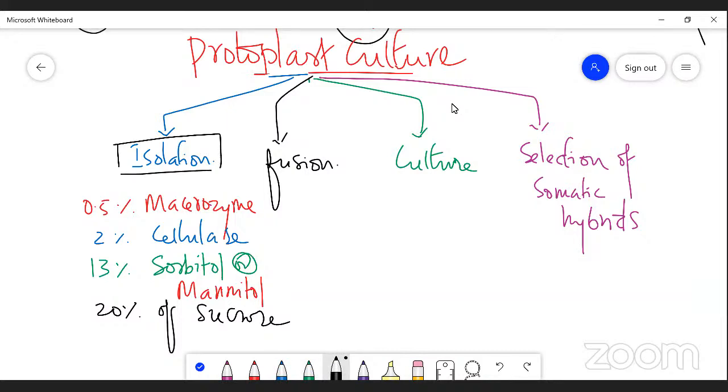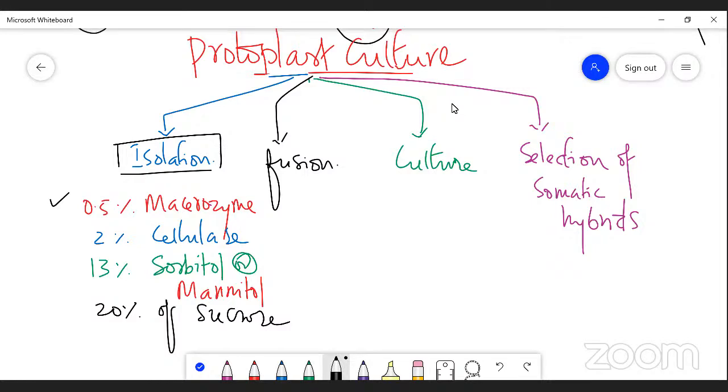First thing is 0.5% of macrozyme is taken, which is mixed with 2% of cellulase. It is an enzyme which is used to remove the cell wall in the explant portion. Then, in order to maintain the viability of the cell, the cells are kept in a beaker or petri plate containing 13% of sorbitol or mannitol.